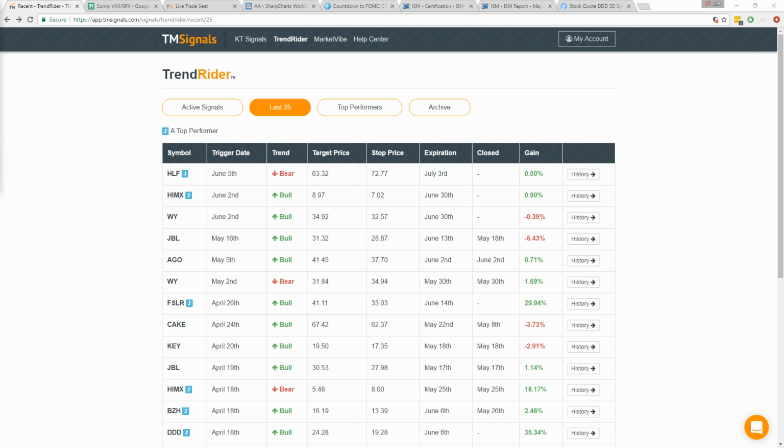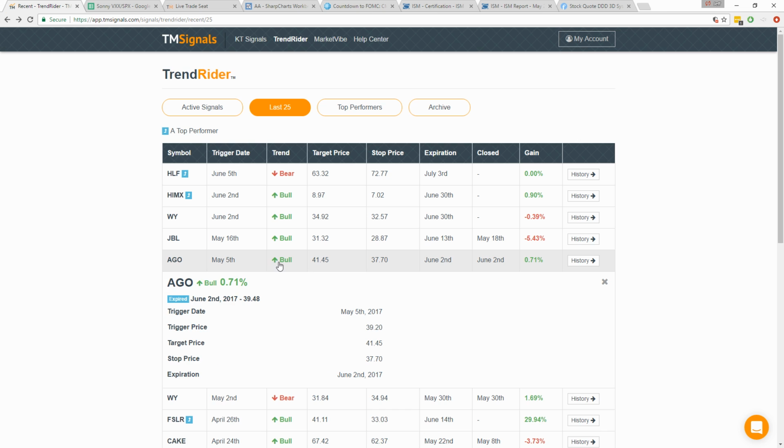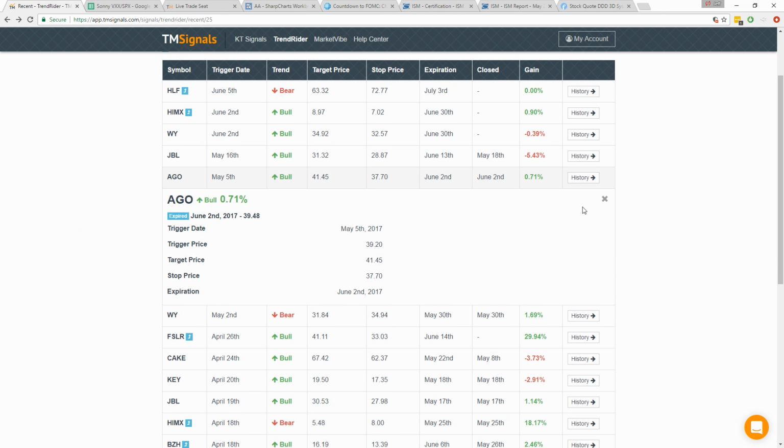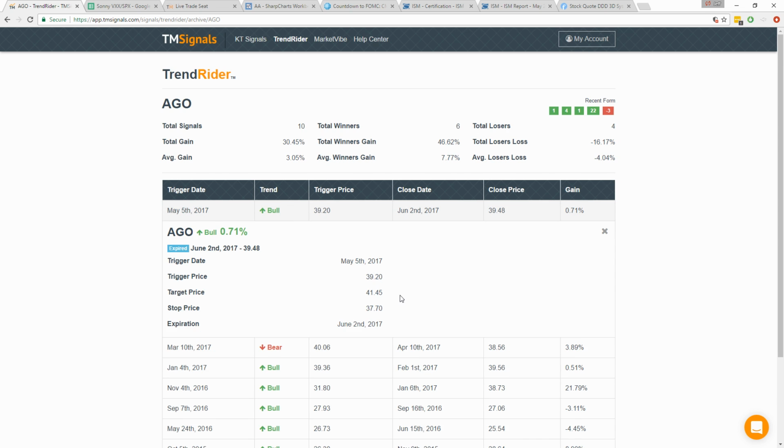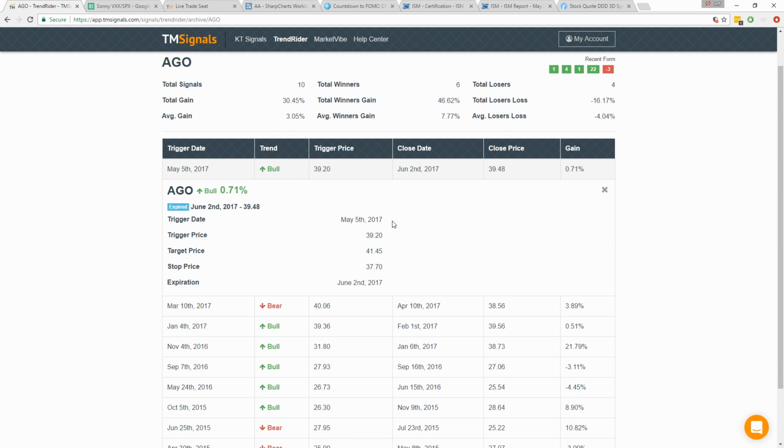But there are a couple of things that I want to make sure we understand, and I'll show you a way that maybe you haven't thought about in terms of applying options to the TrendRider. So let's take AGO. Here's AGO. This was a TrendRider signal. Let's go to the history, and we'll see a little more detail. The buy here was on May 5th. That was the trigger. It triggered at 39.20, and it ultimately stopped out and closed out here at 39.48.